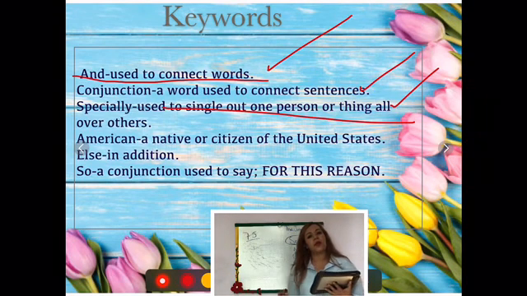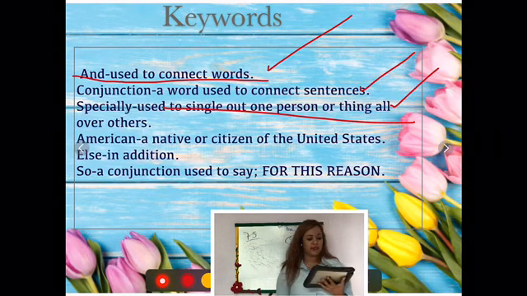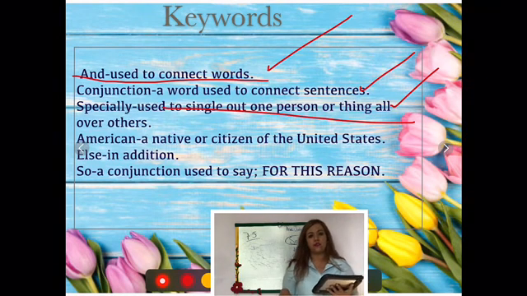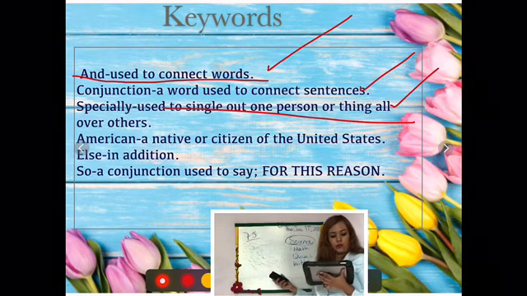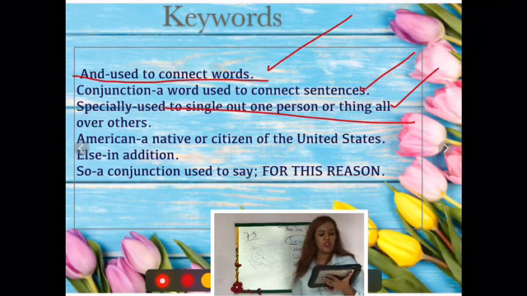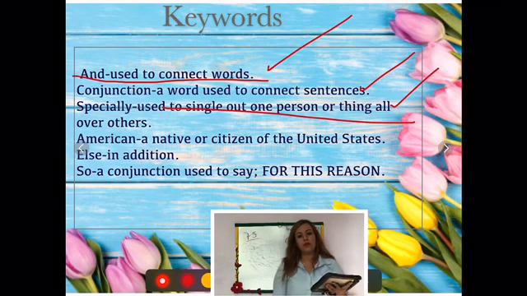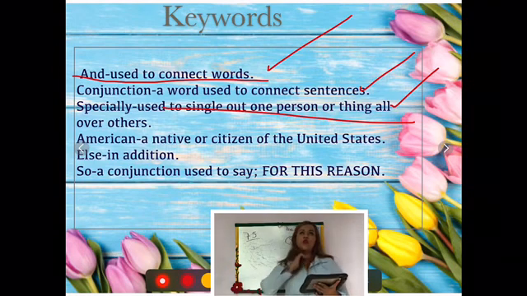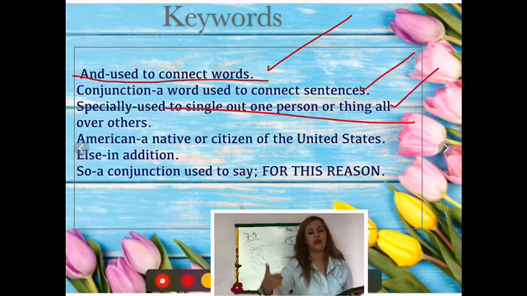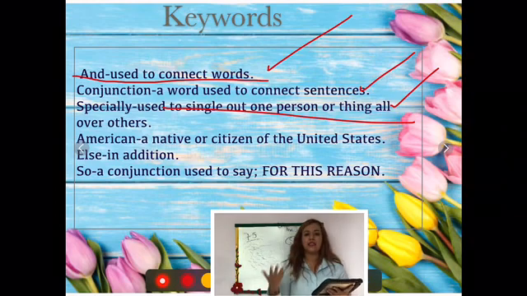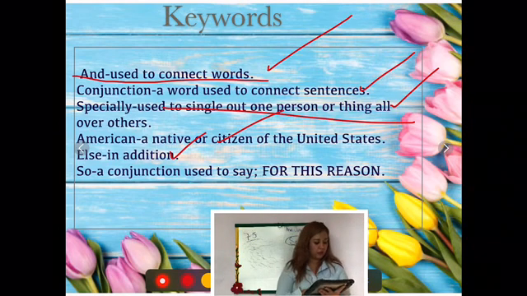Okay, so we got especially. American. What is American? American is a native or citizen, okay, of the United States. All right, that is a use for American. Now, else. What is the meaning of else? And when I mean else, it's in addition. So else would be, well, something else. For example, I would like something else. Would you like ice cream, hamburgers, spaghetti? And you would say, no, I would like something else, something extra, okay? In addition, all right, something different.